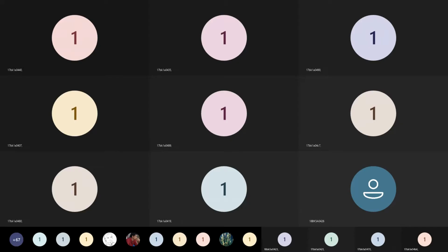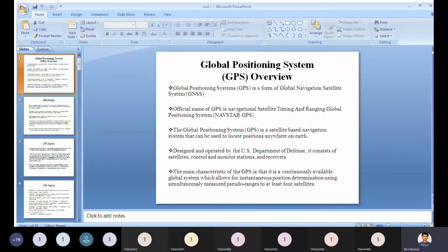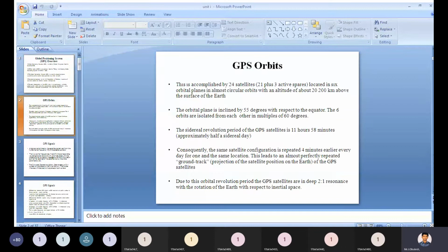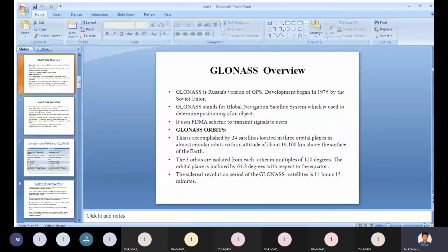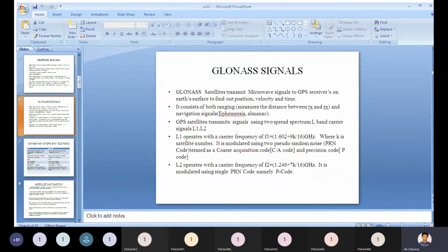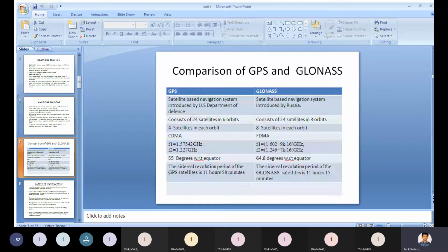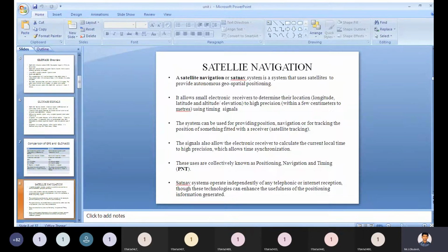Global positioning system overview, GPS orbits, GPS signals we completed, and GLONASS overview, GLONASS orbits, GLONASS signals also completed. After that, we completed the comparison of GPS and GLONASS also. Yes or no?